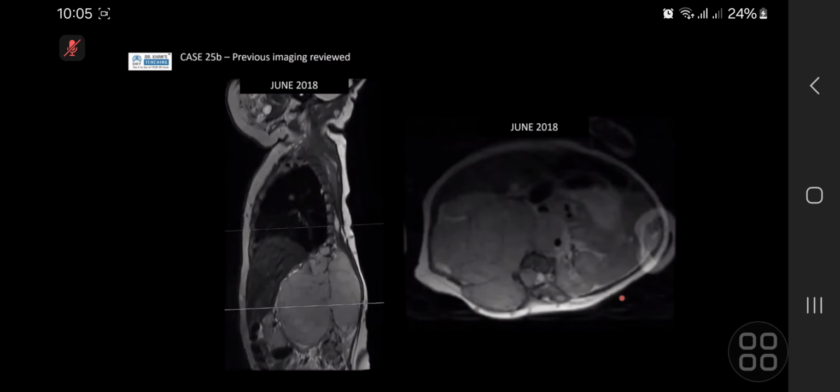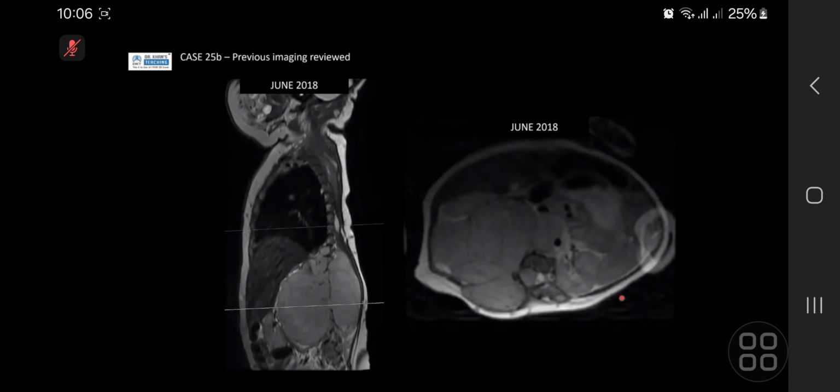So this is an ultrasound. So this is an MRI T1, coronal, sagittal and axial, showing a large T1 iso-intense mass lesion arising in the right renal, right paravertebral region with extension through the neural foramen. So this could represent a neuroblastoma.